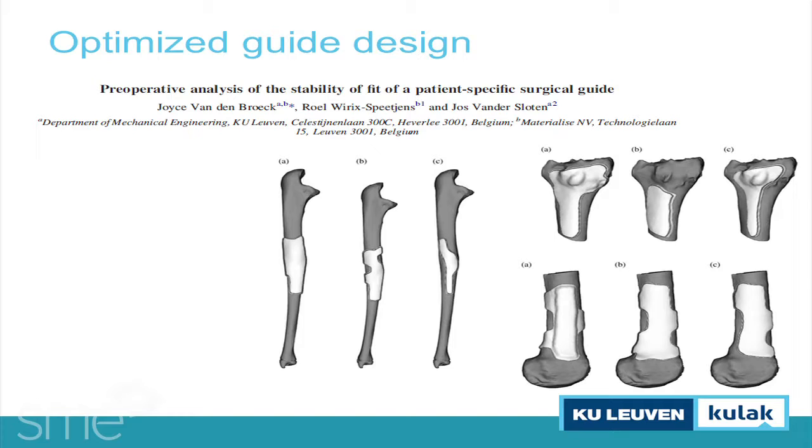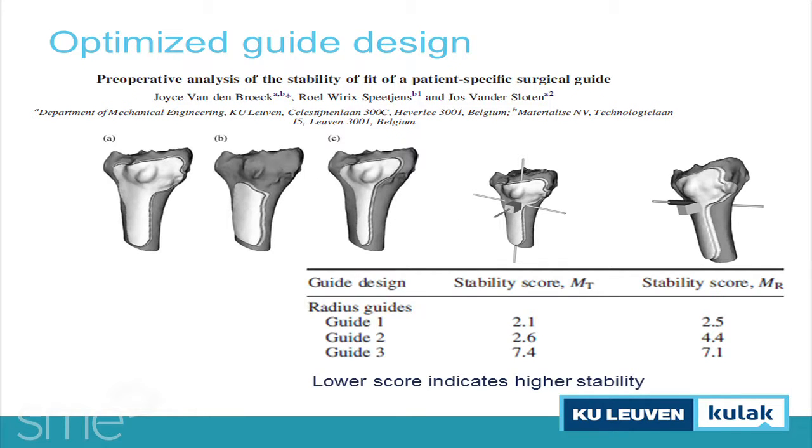Different guide designs. Can we come up with an algorithm that predicts us from the calculations of the surfaces that the guide is going to have a better or a worse fit? And you can. And it was published by Joyce van den Broek together with Jos van der Sloten. So you can get a stability score, and that stability score is something that you should take into account when you're designing a guide. And that should be something that is one of those things like a good segmentation that should be in the loop of making good guides for surgical assistance.